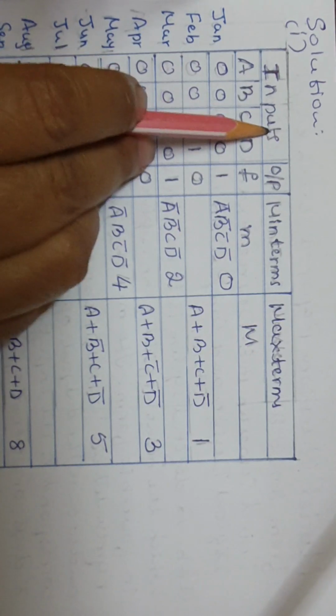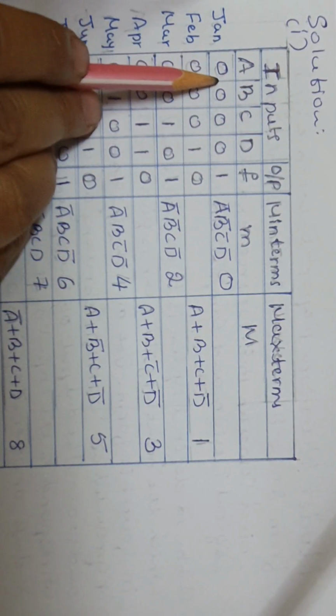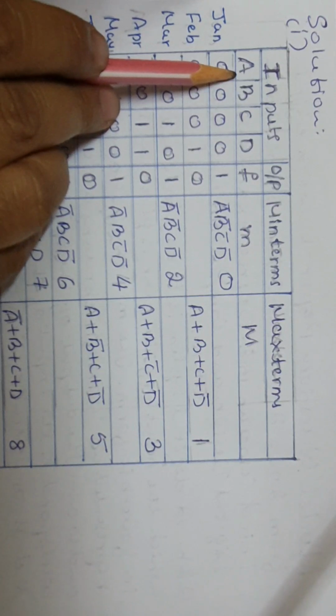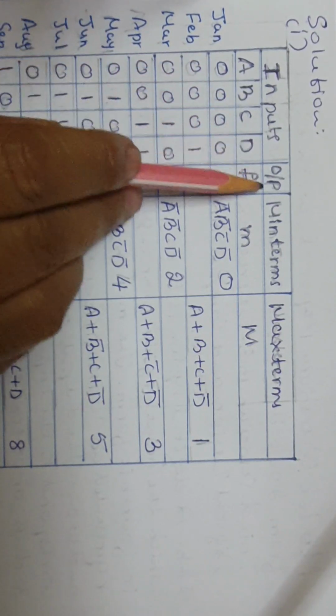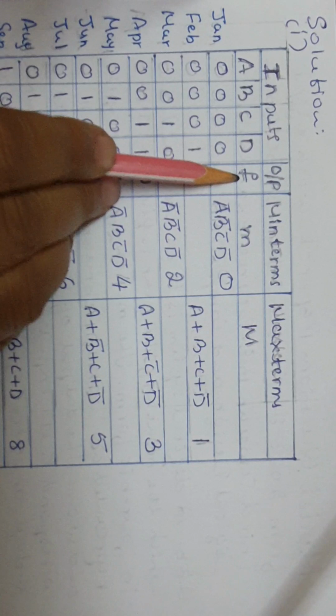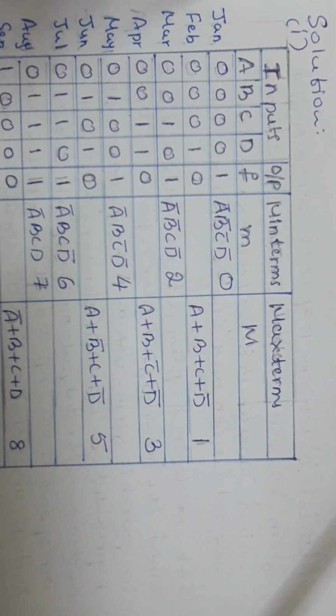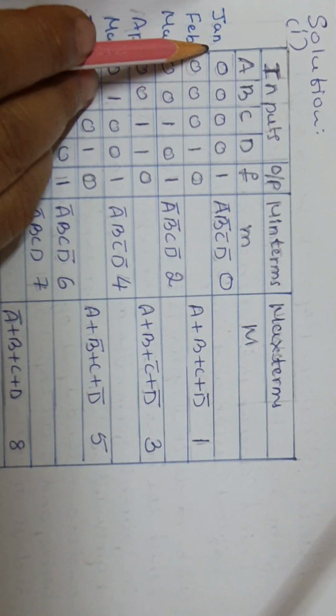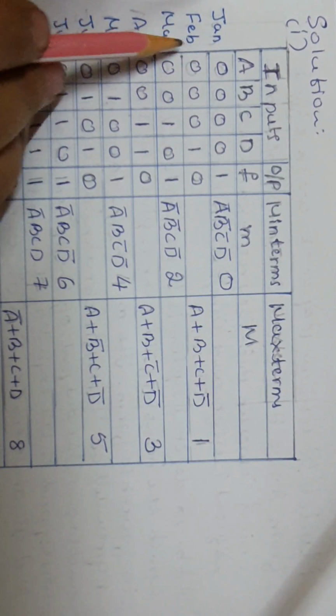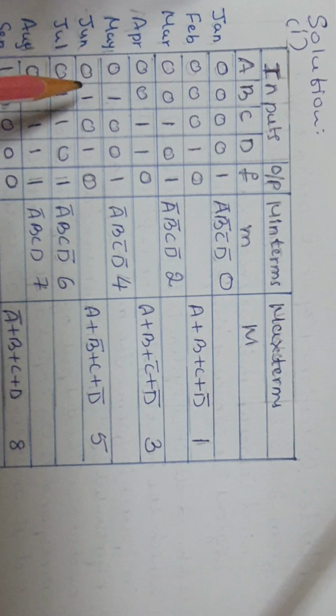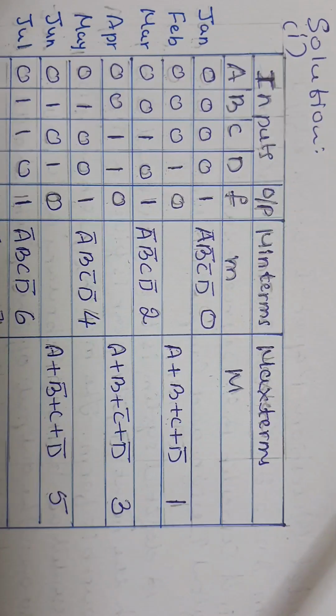So in the truth table, on the input side we have 4 bits. Let us represent them as A, B, C, D. The output with F. Min terms with small m. Max terms with capital M. Next, 12 months we have to consider. These are January, February, March, April, May, June, July, August, and so on till December.